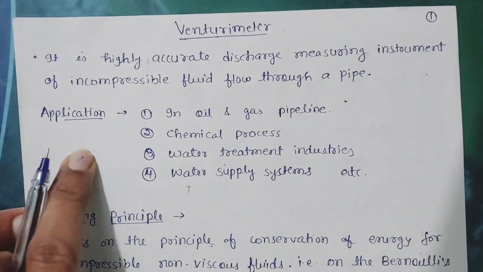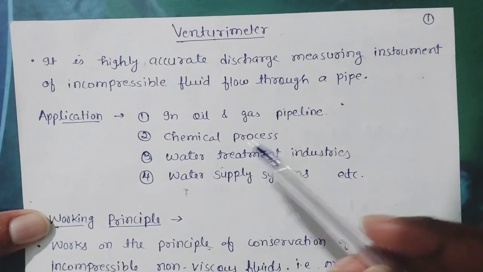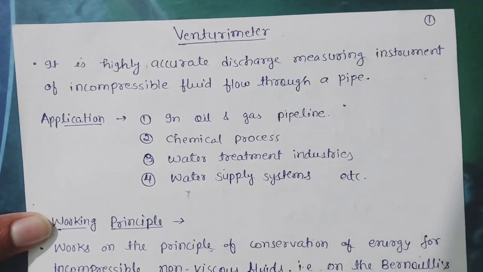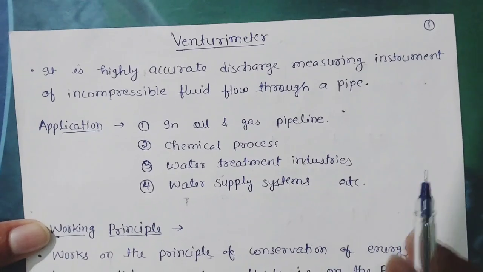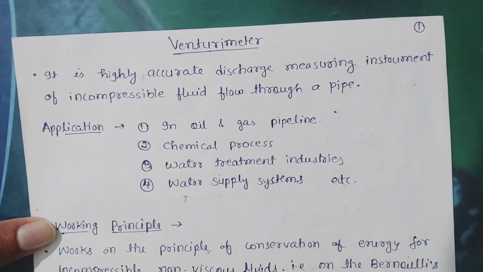What is the application of this Venturimeter? It is mainly used in oil and gas pipelines, chemical processing, water treatment industries, and water supply systems, etc. These are the applications of this Venturimeter.